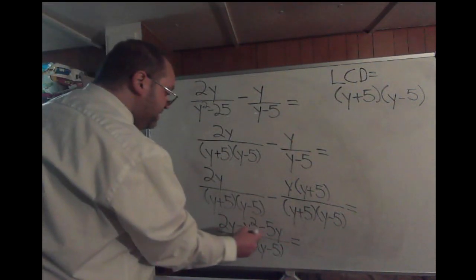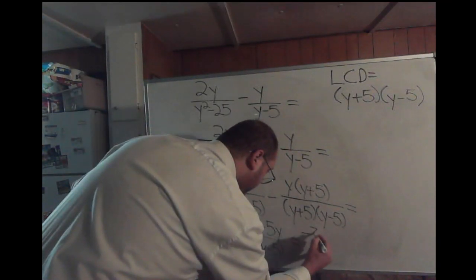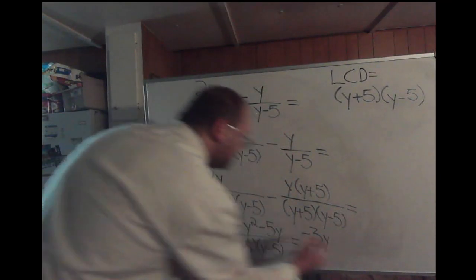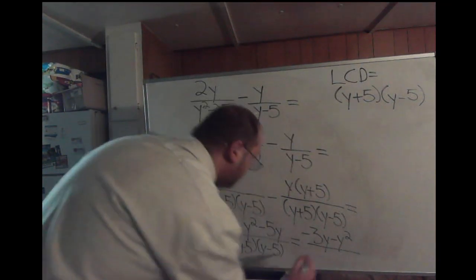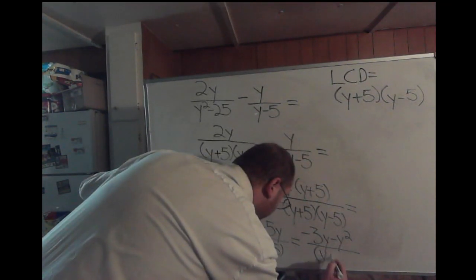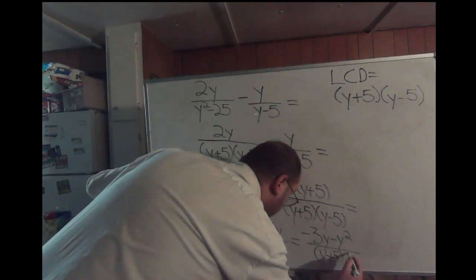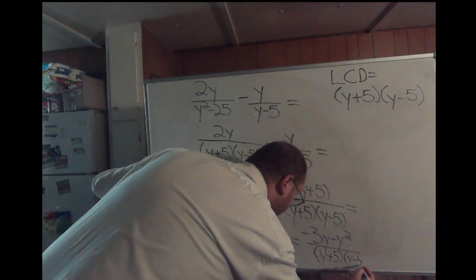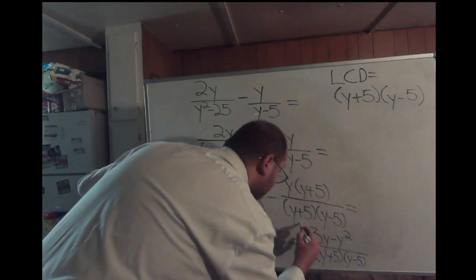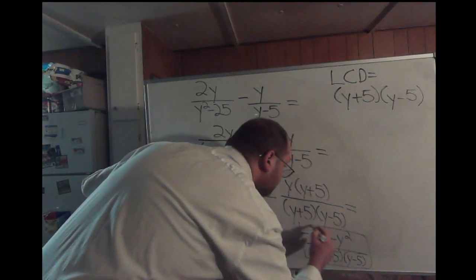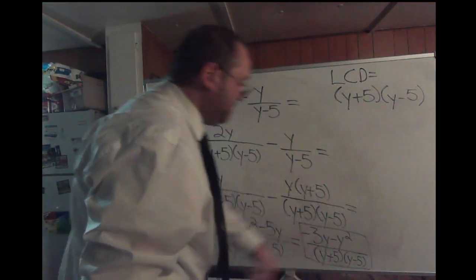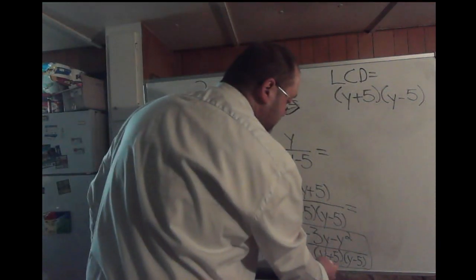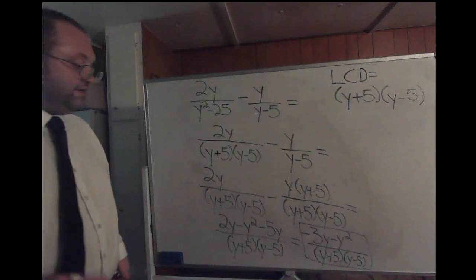Which, when we simplify it one more time, 2y minus 5y, that's negative 3y minus y squared all over y plus 5 times y minus 5. And this will not simplify any further, so that's your final answer. It's going to be negative 3y minus y squared all over y plus 5 times y minus 5.